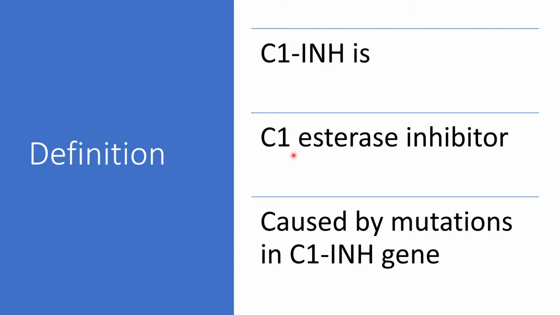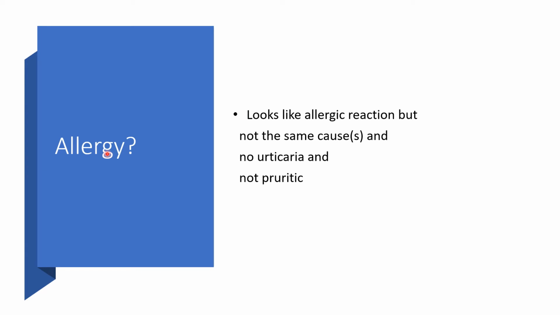C1-INH is C1 esterase inhibitor, caused by mutations in the C1-INH gene. Allergy. Are we dealing with allergy when we see angioedema? Well, it's possible there is angioedema with allergy, with anaphylaxis, but it might look like an allergic reaction. In bradykinin-induced angioedema, the cause or causes will not be the same, and there will be no urticaria, and it will be non-pruritic.